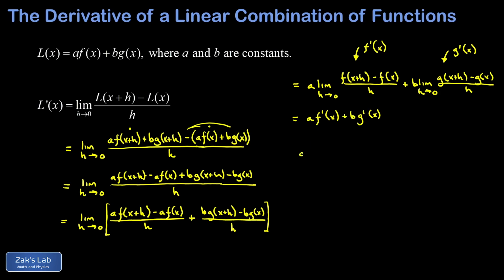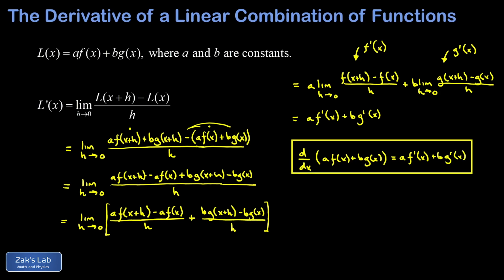So to write down our general rule, it's actually handy to use a combination of Leibniz notation and Newton's prime notation. So I'm going to say the derivative of a f of x plus b g of x. And that's the Leibniz notation for the derivative there, where I write d dx, and it means take the derivative of this thing. This turns out to be a f prime of x plus b g prime of x. In other words, the linear combination of the derivatives.